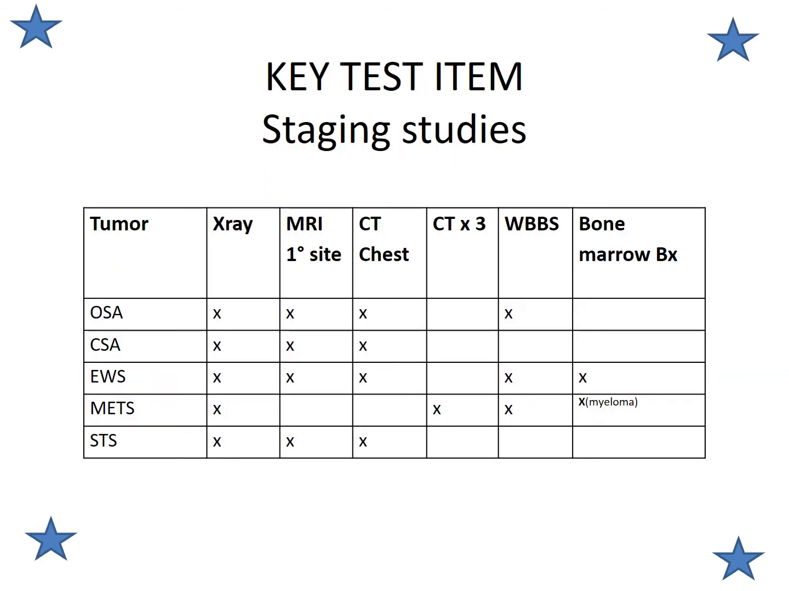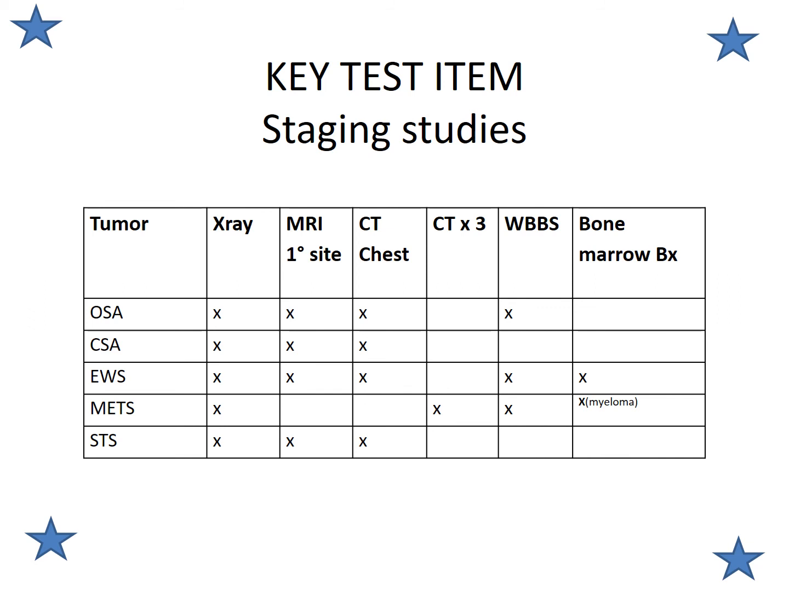This is an overview of the staging studies that can be performed for patients with suspected bone or soft tissue lesions. The outliers that you will see are that a CT chest will suffice for everything but metastatic disease, which needs a CT chest, abdomen, pelvis.